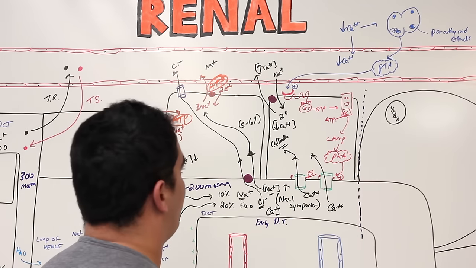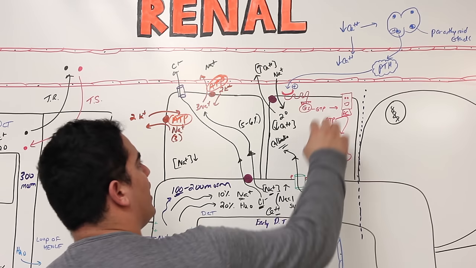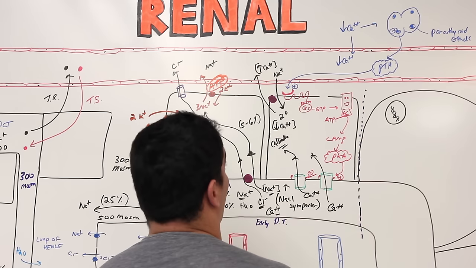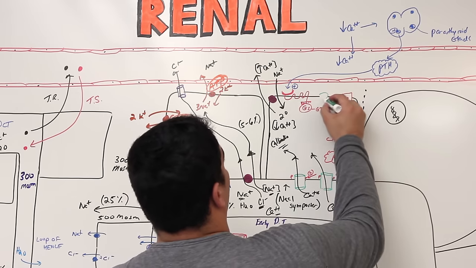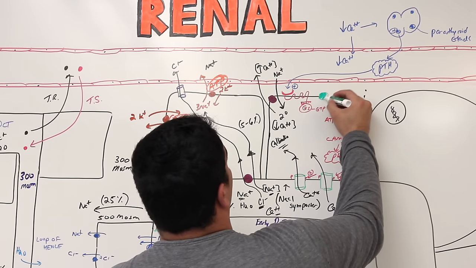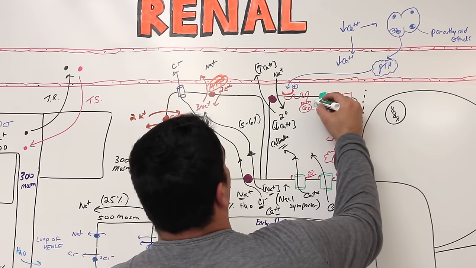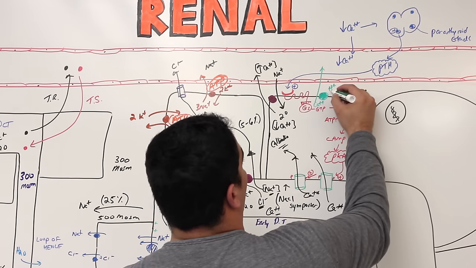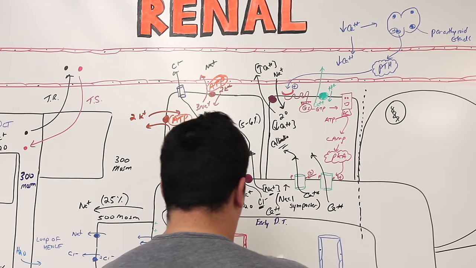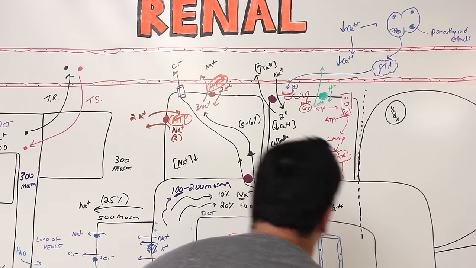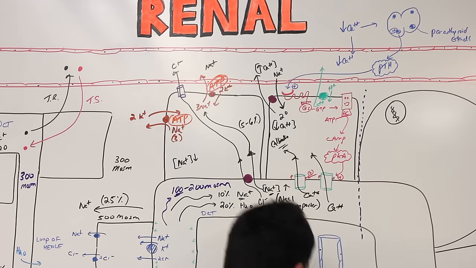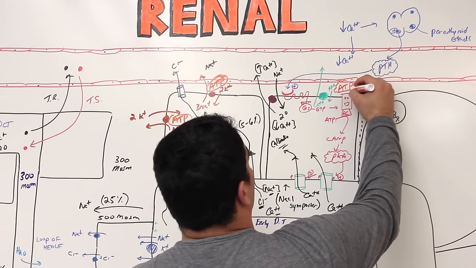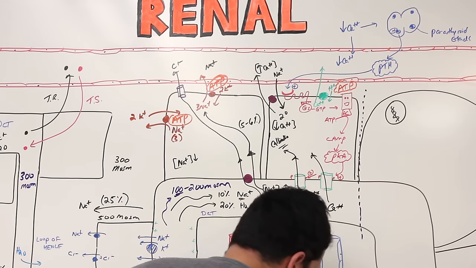There is another mechanism too. Let's say here I put another pump, and I put this one in green. This green pump here is taking the calcium and pumping it out against its concentration gradient, and it's bringing protons in. So this process would directly utilize ATP. This is an ATP-dependent process. Okay, so that's how this mechanism is working.